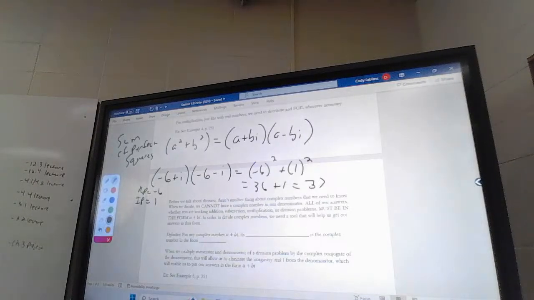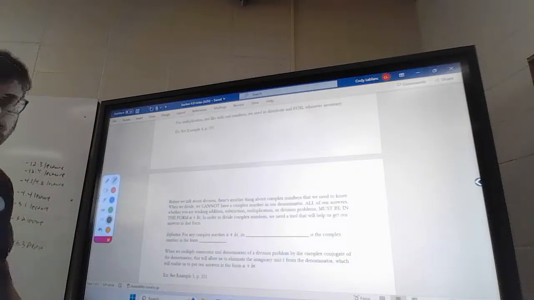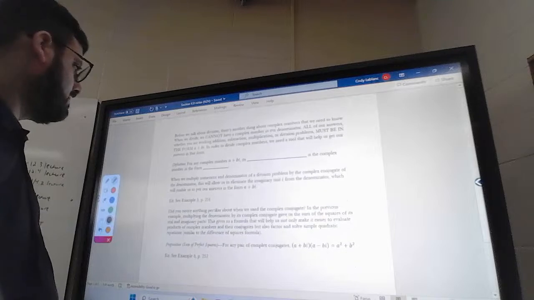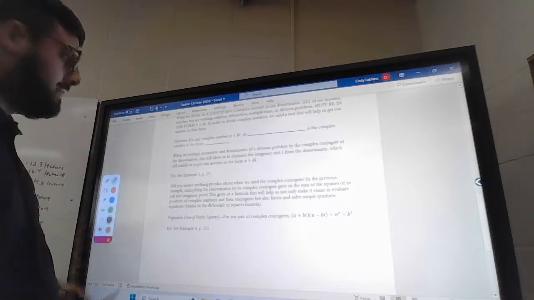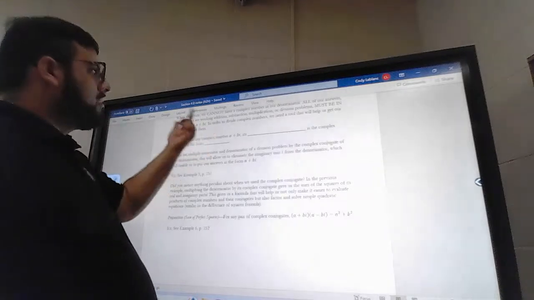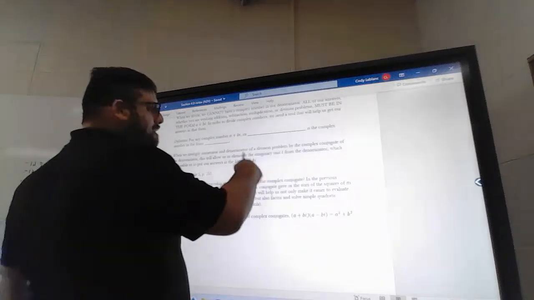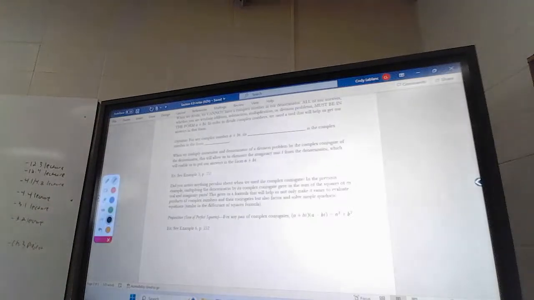Okay. Now, why are conjugates important? They're important because we need them in order to divide complex numbers. We already talked about sum of perfect squares. It's there at the bottom. But when we divide complex numbers, what we're doing is multiplying the numerator and the denominator by the conjugate of the denominator. What this does is it allows us to eliminate i from the denominator, which will allow us to put our answers in that complex form, a plus bi.